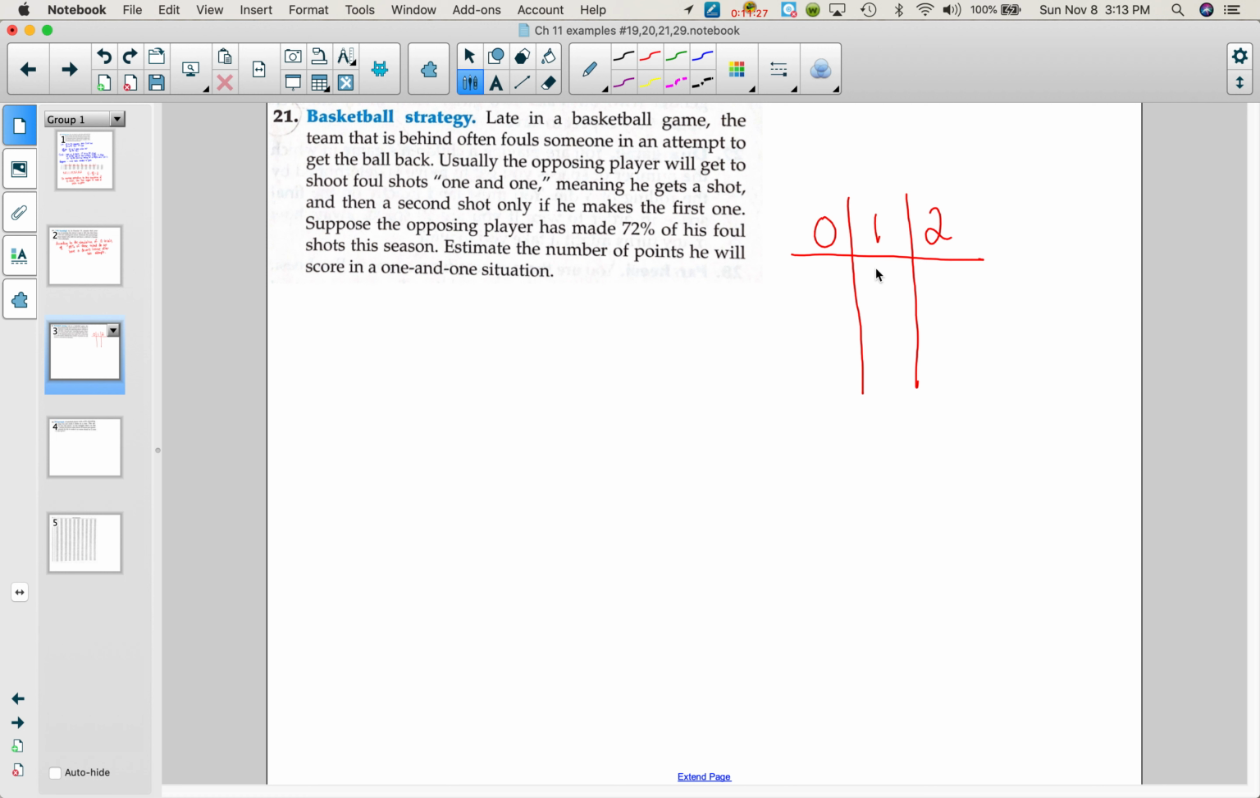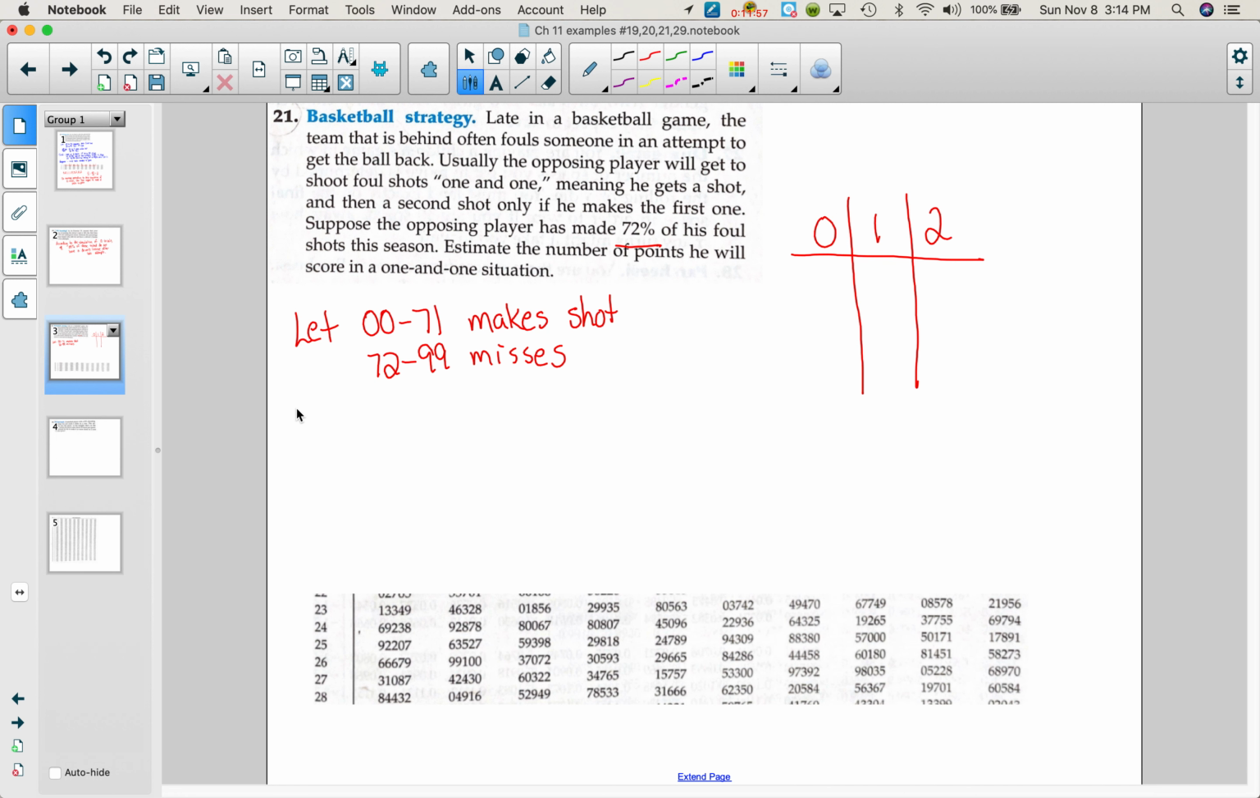So now we want to see the chances that we get those things. So with a simulation, again, this is my chance of success. And this time it doesn't change like on the driving test. It's going to be 72% each time. So I'm going to let 00 to 71 mean makes shot, and 72 to 99 misses. So let's talk about a trial. We're going to look at a 2-digit number.